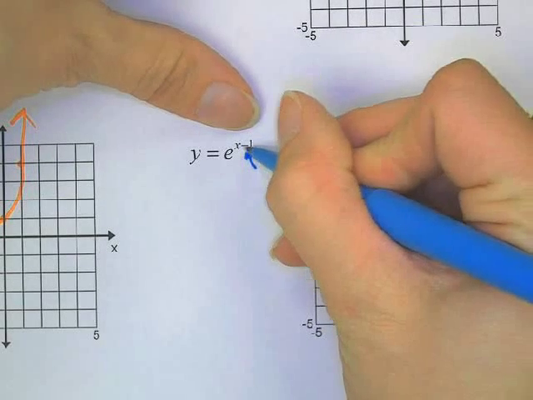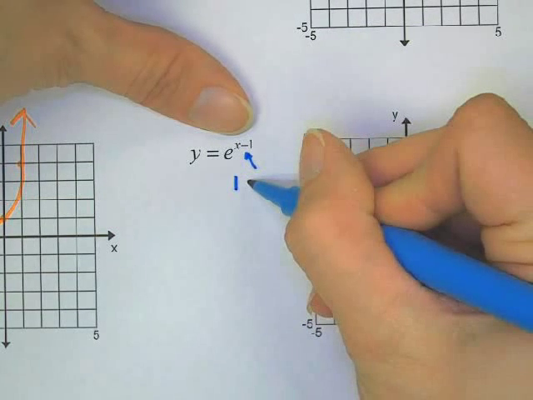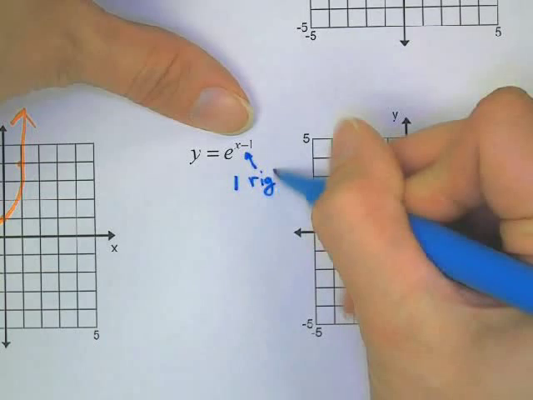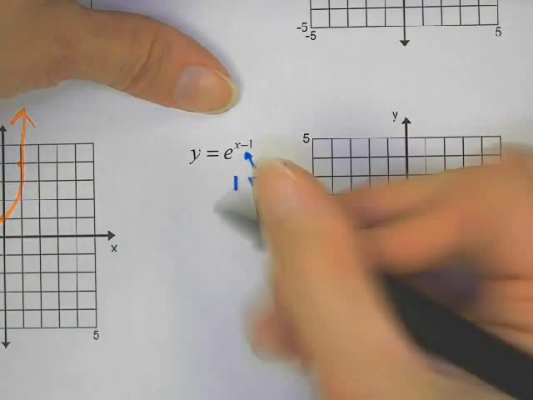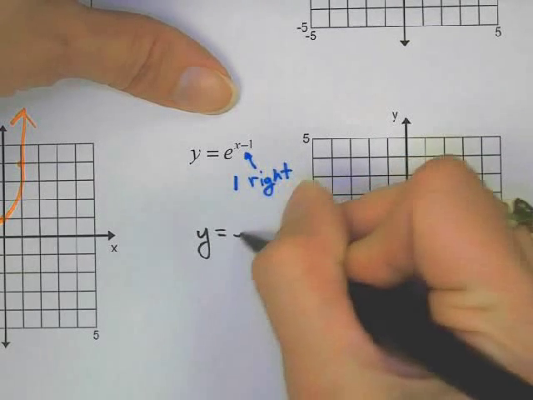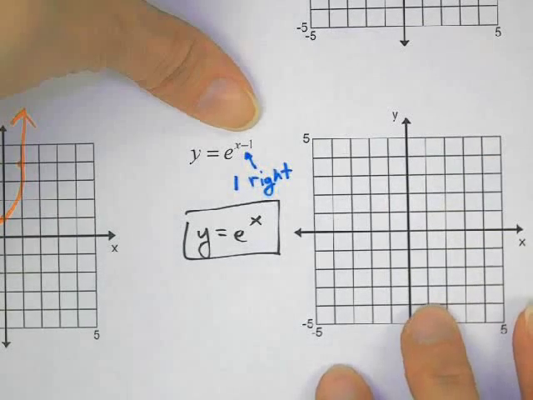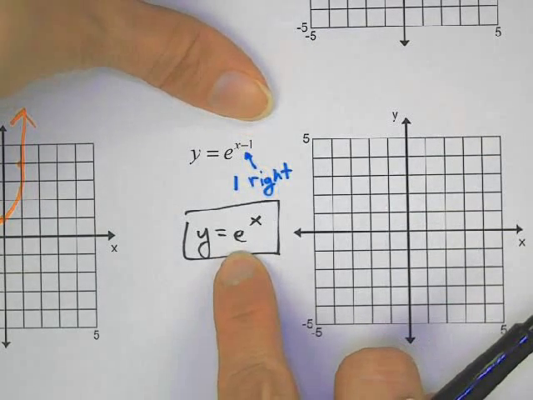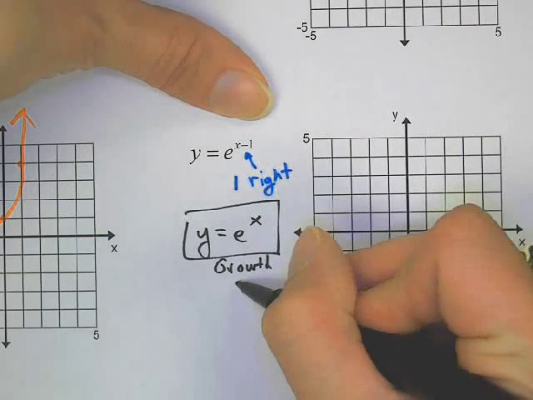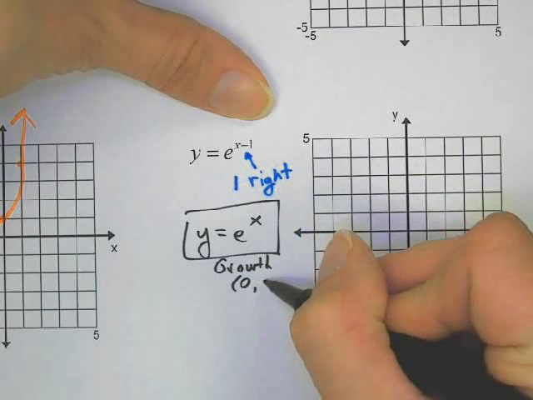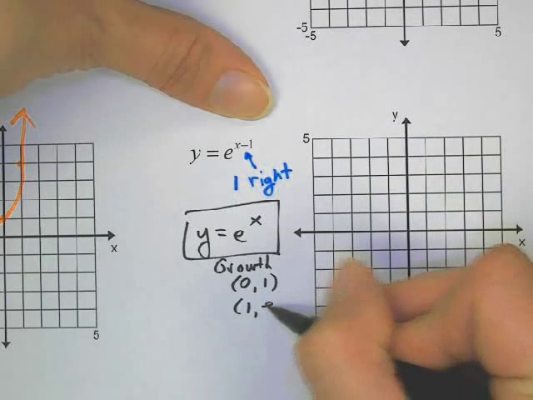Okay, this next one right here, this one's going to have some shifting to it. This number is by the x, so that's going to be shifting 1 unit to the right. But it might be helpful to take out a pencil and graph y equals e to the x, and then I'll shift it 1 to the right once I have it on my paper. e is 2 point something, so that's going to be growth, and the special points are (0, 1) and (1, e).